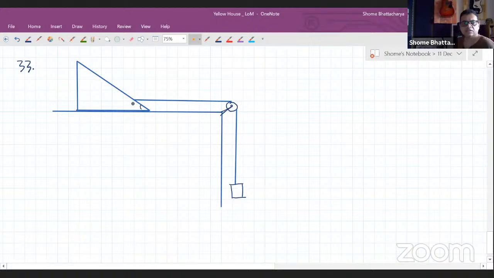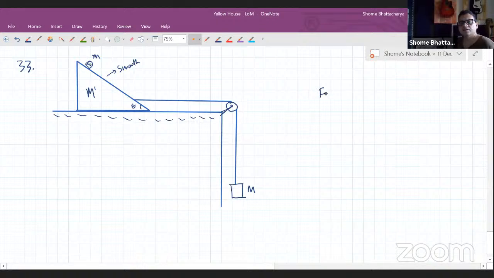So this angle is theta. This is a smooth surface. Now this wedge has a mass m prime. This block has a mass m. And on top of this we have kept a smaller block, which is of mass small m. And this surface is also smooth.